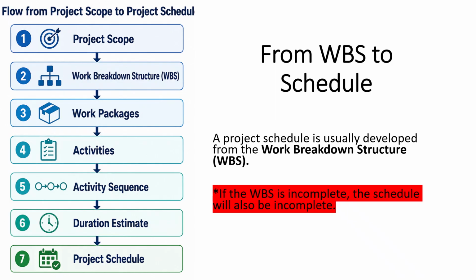The key message here is very important. If the WBS is incomplete, the schedule will also be incomplete. For example, if the WBS does not include the activity prepare training materials, then this activity may also be missing from the schedule. As a result, the project team may forget to allocate time and resources for it. This can cause problems later. So before preparing the schedule, the project manager must make sure the WBS is clear, complete, and properly structured.